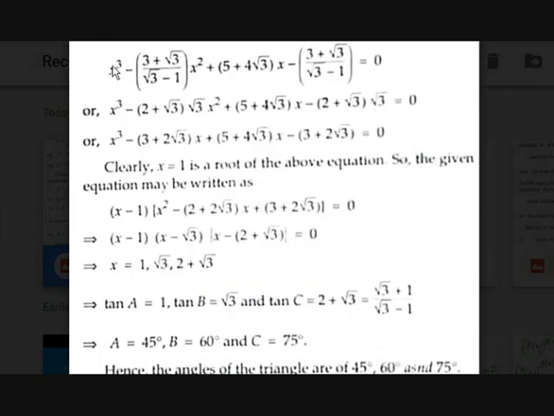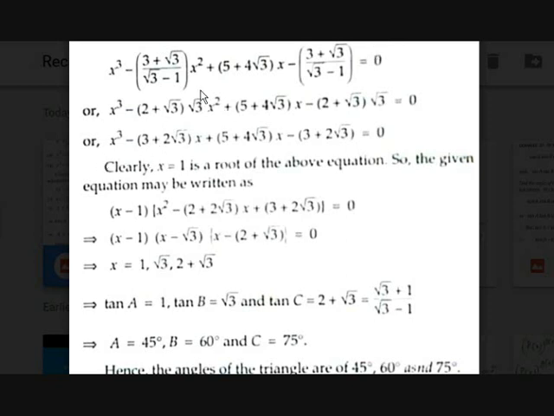From that you will get x cube minus (tan A plus tan B plus tan C) x square, which is nothing but (3 plus root 3) by (root 3 minus 1) x square. Here we have taken this polynomial with tan A, tan B and tan C as the roots, plus (ab plus bc plus ca) x. It is (5 plus 4 root 3) x minus (3 plus root 3) by (root 3 minus 1), which is abc, is equal to 0. Here's how to convert that into a cubic equation.